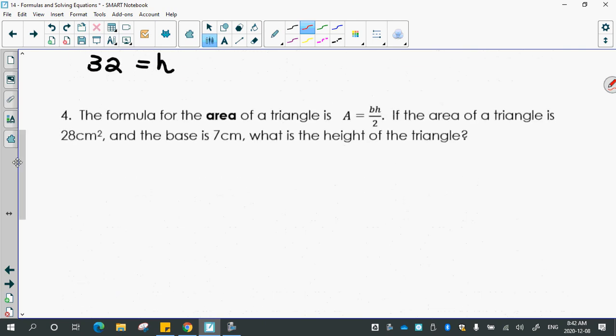All right. The formula for the area of a triangle. This one's easier. Nice. Area of a triangle is A equals base times height divided by 2. I'm going to write it down. So when you find the formula, write it down. Then you're going to also write out a given because if there's 3 variables, you're given 2 of them anyways.